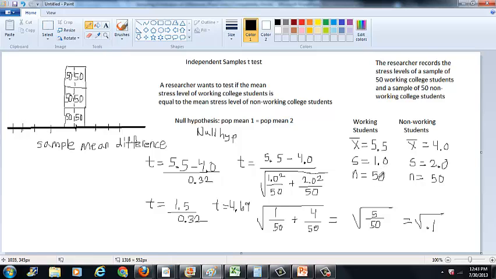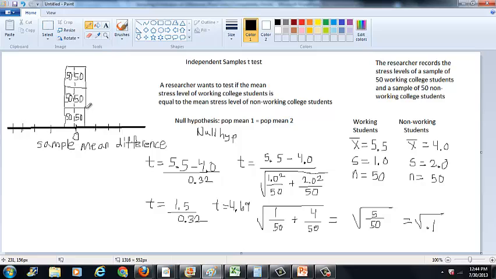Our example would have a sample mean difference of actually 1.5, because 5.5 minus 4 is 1.5. That would be our sample mean difference. So all of these right here would have a sample mean difference of 0, meaning that the mean of the first sample is the same as the mean of the second sample, and you get 0 when you subtract them.